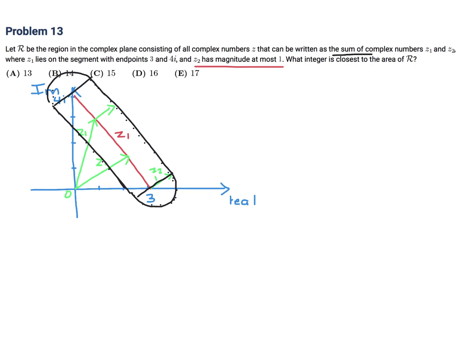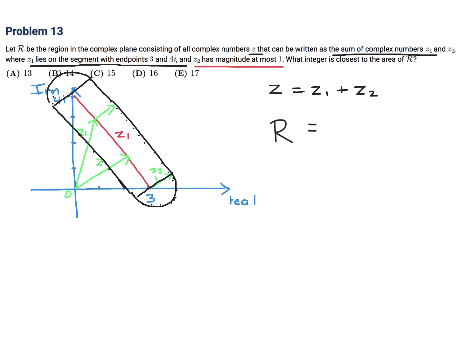So exactly what the question said, Z is the sum of Z1 and Z2. And Z1 is on that red line. That is the segment between 3 and 4i. And Z2 has a magnitude of 1. So with that limited information, we've drawn this region. And they want you to figure out the area of that region, which they have called R. Okay, to me that looks like a rectangle and two semicircles.